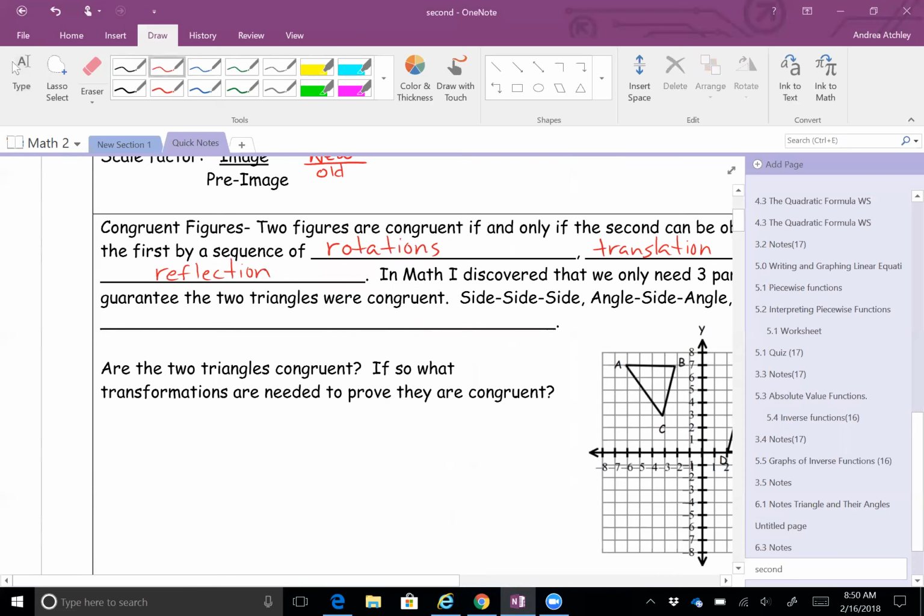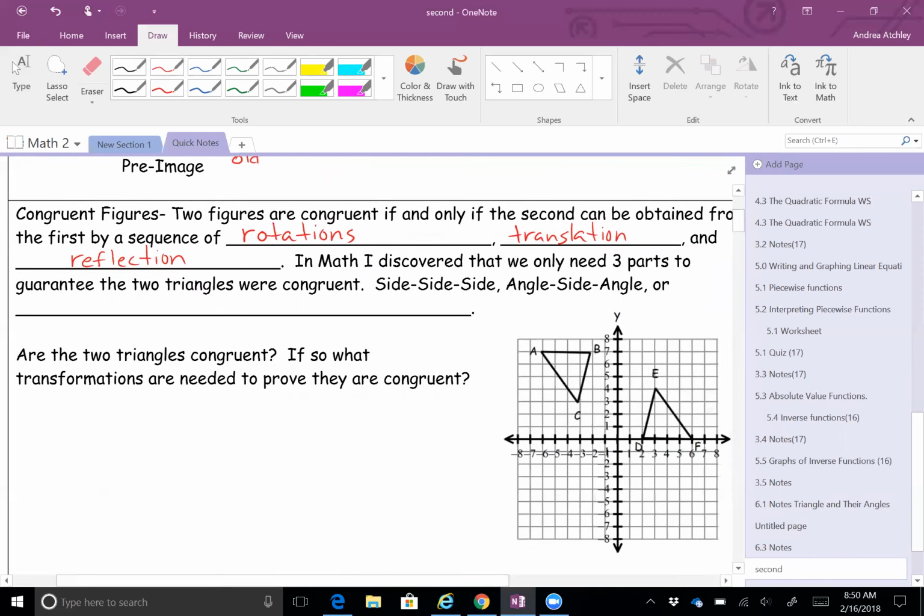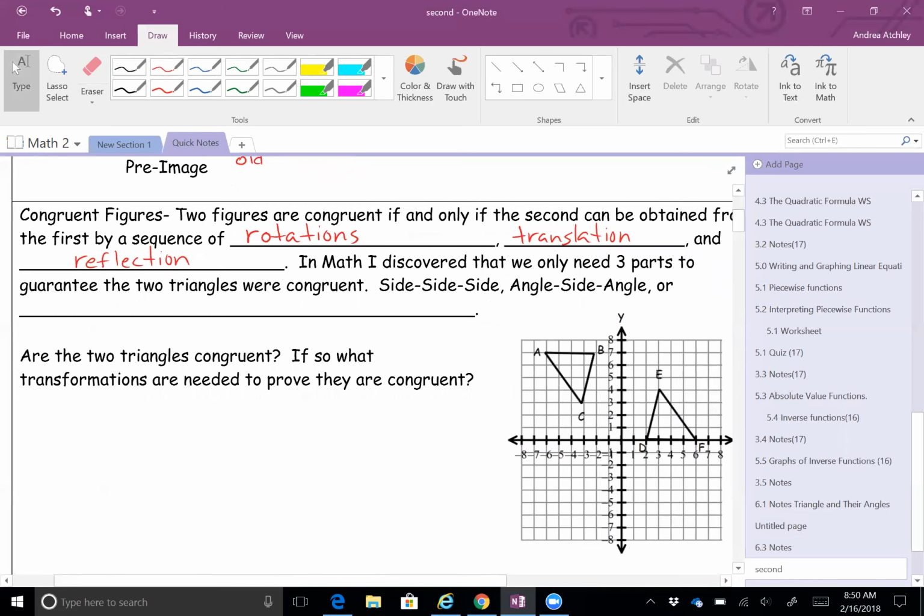Those don't change the figure at all. They just move it in a different spot. It just kind of moves it in a different location. And that created congruent figures. In Math 1, we discovered that we only need 3 parts to guarantee the 2 triangles are congruent.